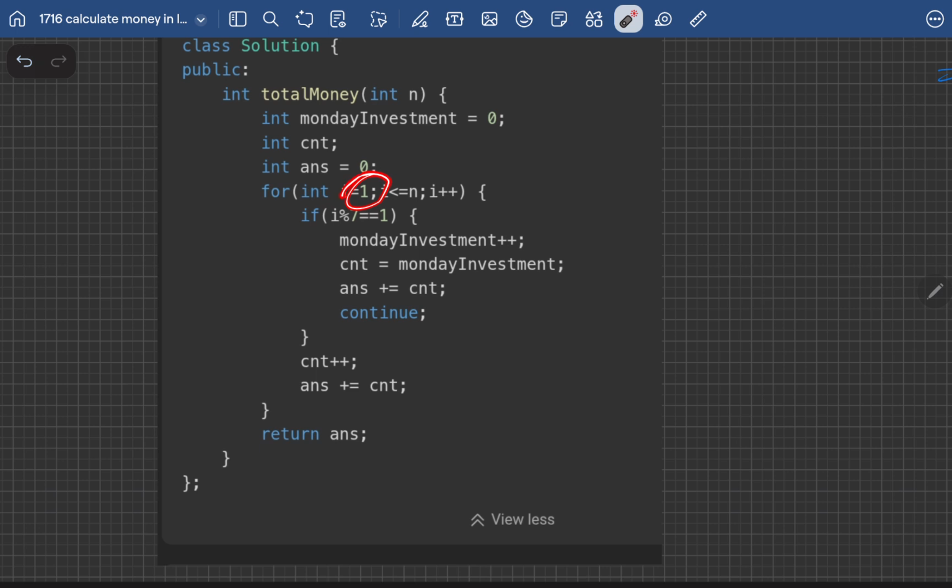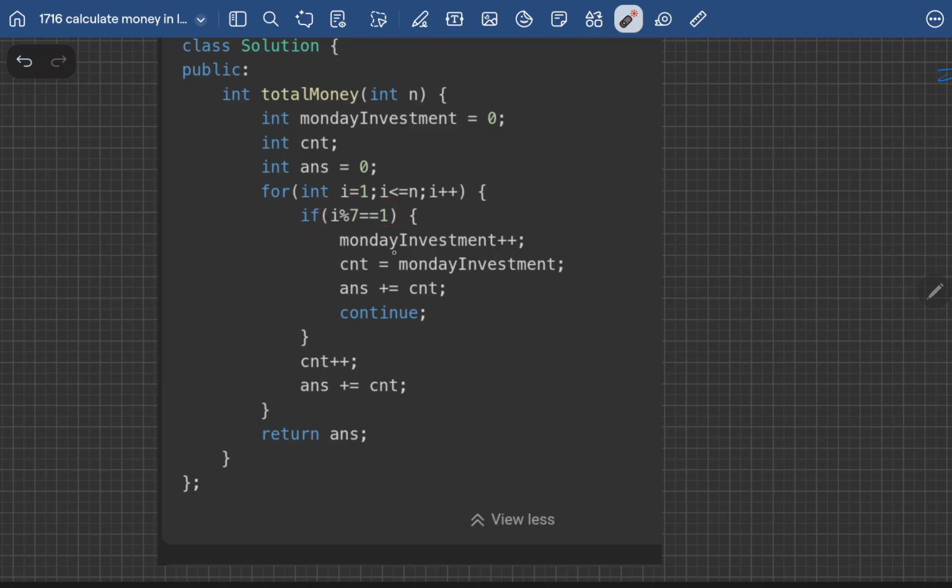So starting from the first day, on the first day Monday, the investment will be 1. It will be incremented by 1, because initially it's a simple code. In the first week it will be 1, in the second week it will be 2, in the third week it will be 3, because I am taking i mod 7. i mod 7 equal to 1 means Monday.